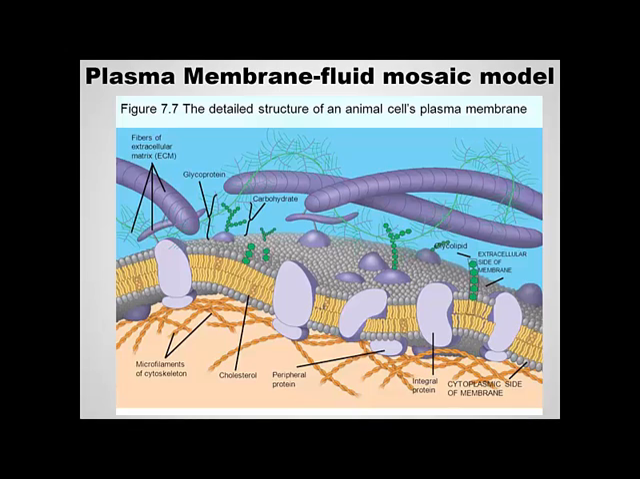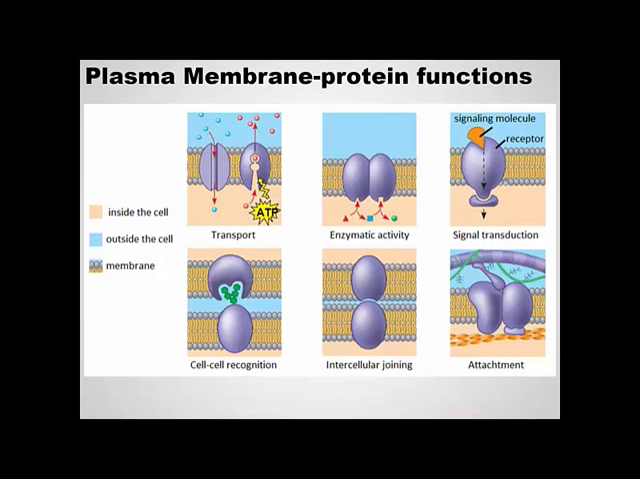And so this is sort of the complex phospholipid bilayer. It's called the fluid mosaic model. It's fluid because it's flexible, mosaic because there are these other proteins that are stuck into that. So the plasma membrane, these proteins do several things.